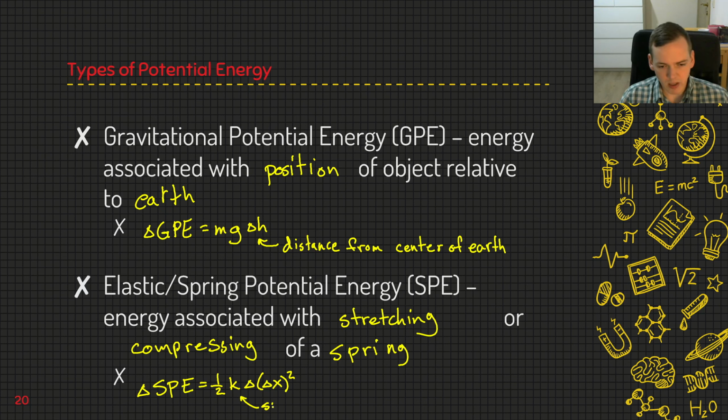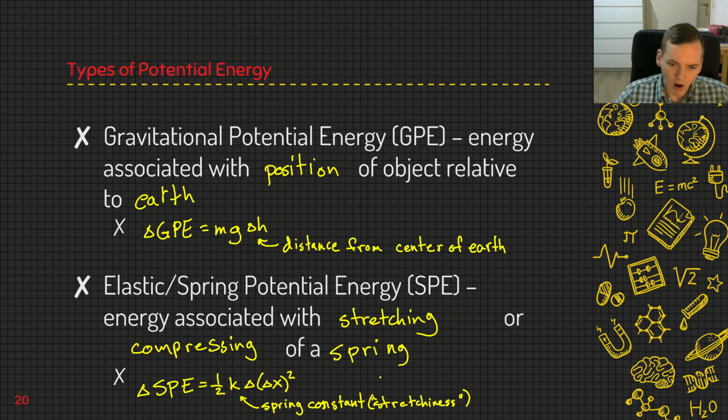k is the spring constant. This is the stretchiness of the spring. So if a spring is really stretchy, it has a low spring constant. If it's very easy to stretch or compress, low spring constant. If it's very hard to compress or hard to stretch, high spring constant. It's determined experimentally by stretching and seeing what it is. There's no equation for it, and it will usually be given to you in a problem, or you'll be asked to solve it.